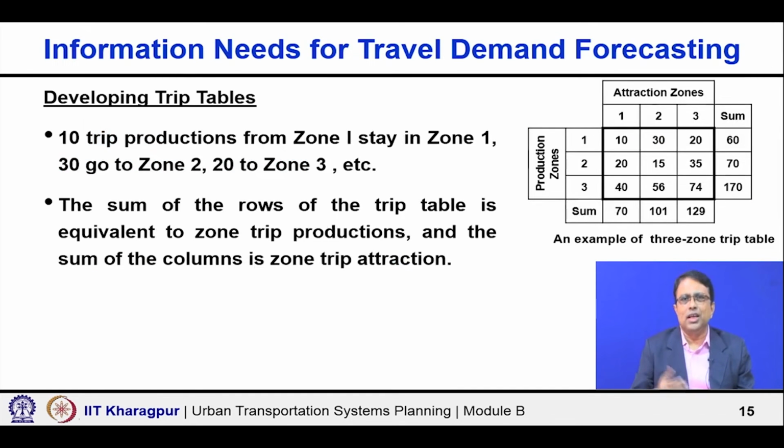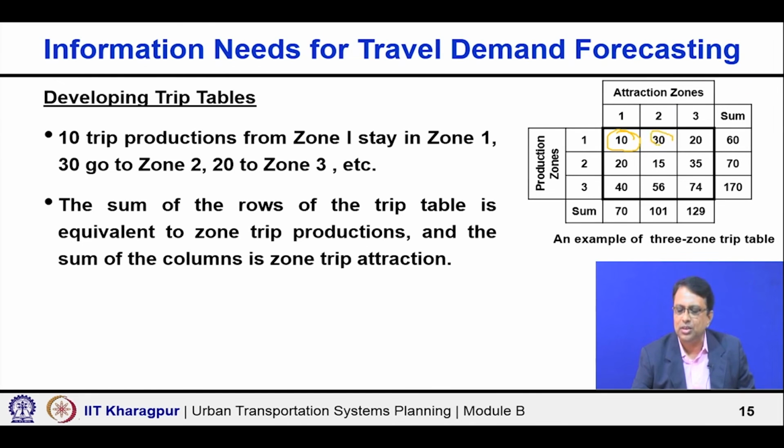Then this is an example of a trip table, that is what I have shown here. It says that 10 trips are produced in zone 1, but those 10 trips stay within zone 1 itself. So they are produced in zone 1 and they stay there. Then 30 go to zone 2.